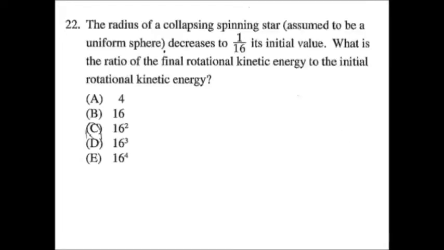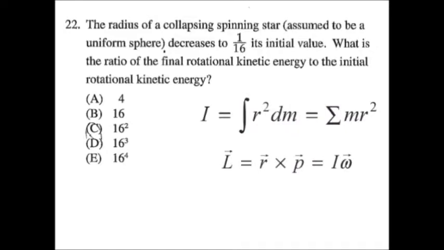The radius of a collapsing spinning star, assumed to be a uniform sphere, decreases to 1/16 its initial value. What is the ratio of the final rotational kinetic energy to the initial rotational kinetic energy? Well, we've got three things going on here. Moment of inertia is proportional to radius squared. That's the equation for a uniform sphere, but yes, proportional to radius squared. Angular momentum, I omega, stays the same because there's no external torque on the system. Rotational kinetic energy is 1/2 I omega squared.